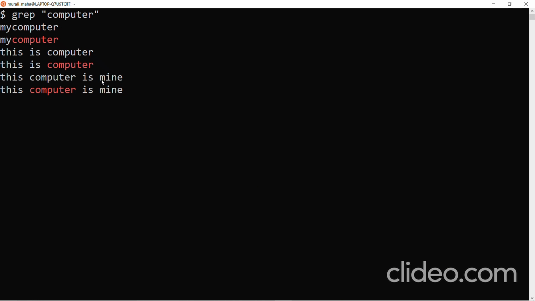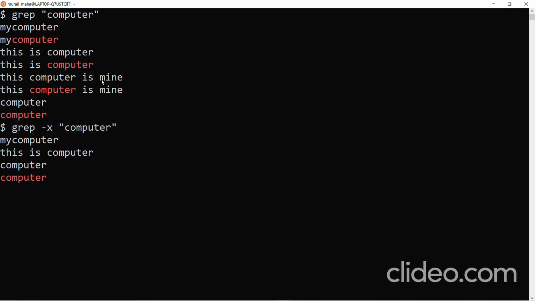But my requirement is that whichever line contains just computer, only that I want to match. I don't want to match wherever computer is there. So for that requirement, what I can do is grep -x computer. Now you type my computer, it won't match. This is computer, it won't match. Just computer, it will match. So whichever line contains exactly that pattern, the entire line should contain exactly that pattern. When you are giving the -x option, from among all the lines from the input file, only those lines that strictly contain only that pattern would be matched. In that case, you can accomplish that with the -x option.